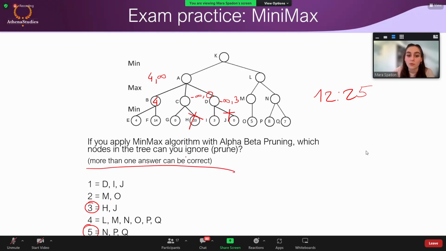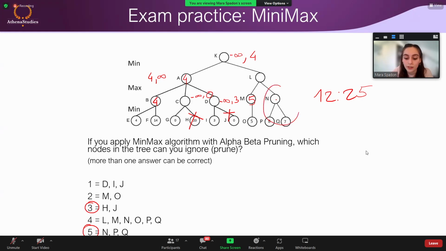But it also says more than one answer could be correct. I see some people also chose 5, which is indeed correct. So let's check why. Here we only have one node, so we know that Min will choose 5. We also know now at the top that Max will choose 4, so we have 4 or something smaller. That is our interval up here.